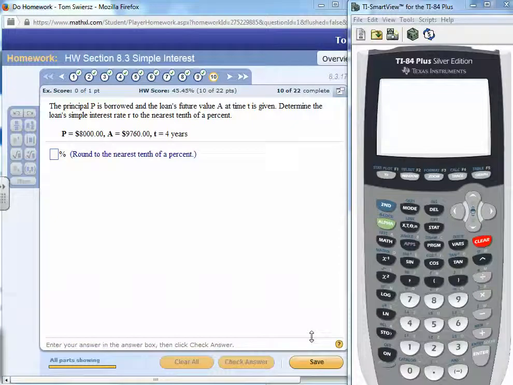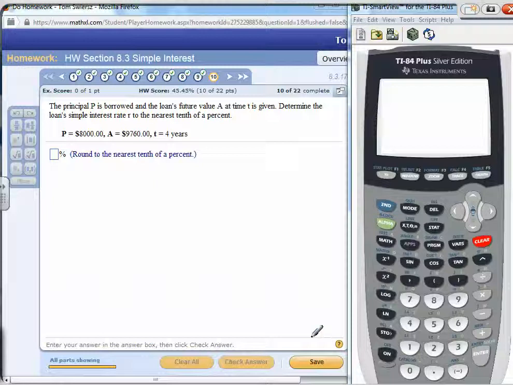Let's do homework exercise number 10 from section 8.3. Exercise number 10 states that you are borrowing amount P at a given value, and the loan's future value at a given time T. Determine the loan's simple interest rate. So this problem involves the loan's future value, so we're going to use the future value formula, which is A equals P times, in parentheses, 1 plus R times T. Substituting the values you're given.